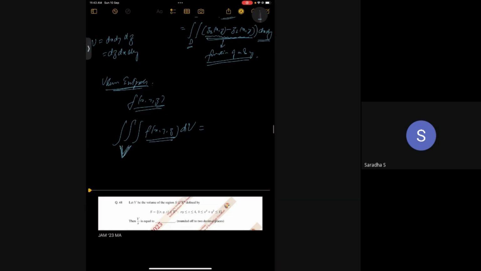Suppose you are given a function f in 3 variables x, y, z, and you want to integrate this function over some volume V. Then it's nothing but integrating this function over the region E determined by this V. How we do that, let's see. It will become clear when we look at these examples.